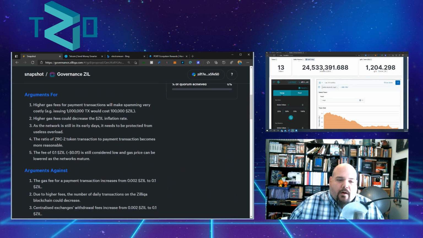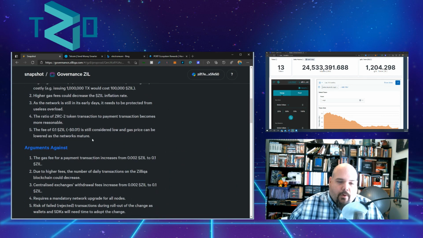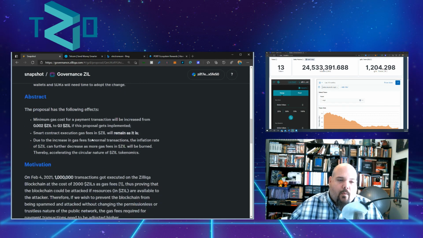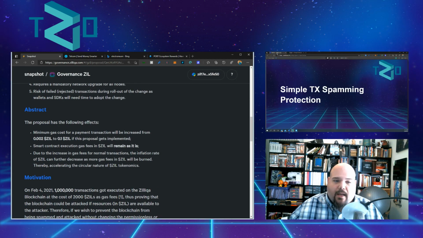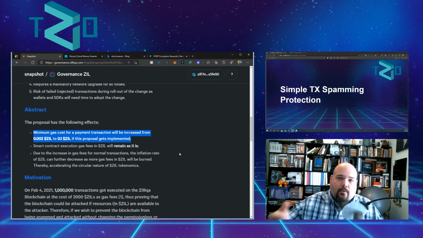I'm going to skip the arguments for and the arguments against this proposal for right now because we can all read them, and I want to focus in on what the proposal actually is. So let's take a look at it here. The idea is we are being faced with whether we want to increase the minimum gas payment for ZIL to ZIL transactions, meaning you're moving ZIL from one wallet to another. This would increase the minimum gas cost from 0.002 ZIL, which it currently is, to 0.1 ZIL.